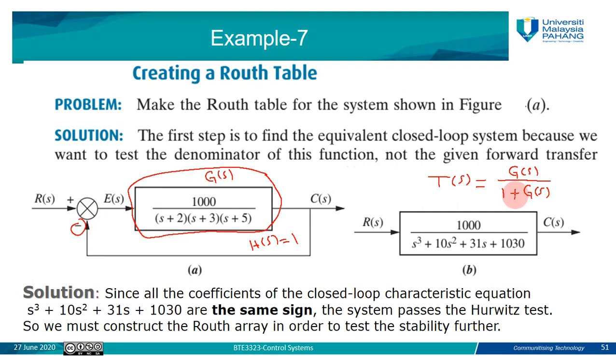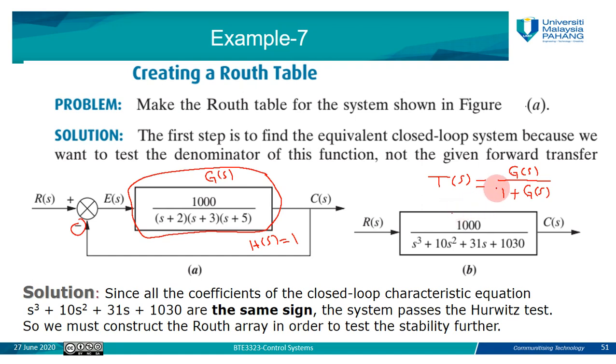So please refer to chapter 3, the transfer function of the feedback system, which is the third configuration. We highlighted 3 types of configuration, which are cascade, parallel, and feedback. You go to the feedback, you see how we calculate this closed loop transfer function for the feedback. Okay. So now TS equals GS over 1 plus GS. You just substitute the value of GS, which is 1000 over S plus 2, S plus 3, S plus 5. Substitute here, substitute there, and simplify. You will get this transfer function.